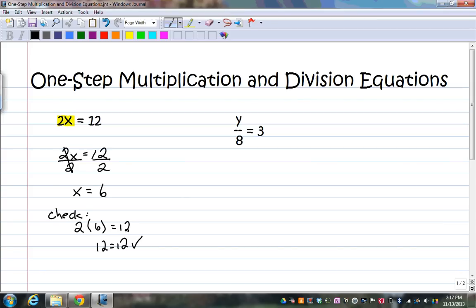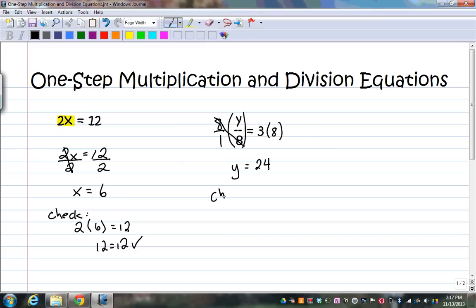This one is set up as a fraction. So what you want to do for this one is you want to get rid of the 8. It's division. Because a fraction is division, the way you get rid of it is do the opposite, which is multiplication. So I'm going to multiply this fraction by 8. If I multiply one side by 8, I multiply the other side by 8. Now remember that 8 is the same thing as 8 over 1. And what I'll do is I'll cross simplify this time, leaving y over 1, which is just y. And on the right, 3 times 8, which is 24.